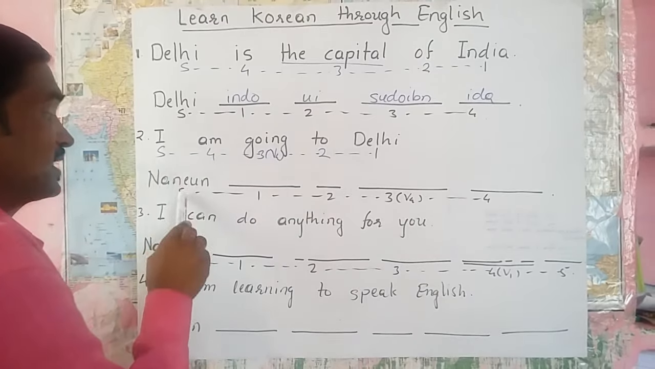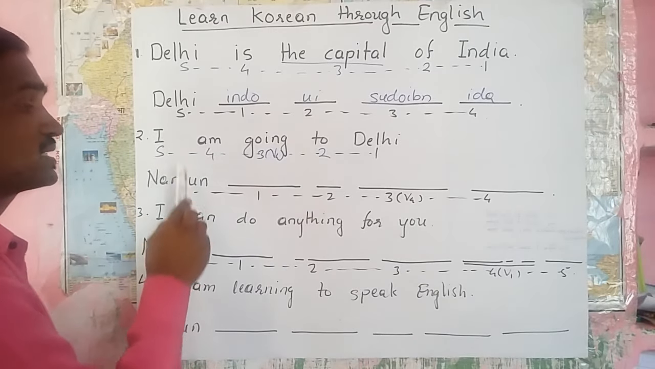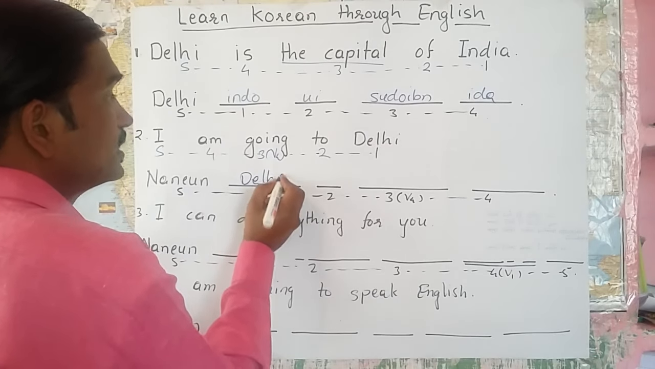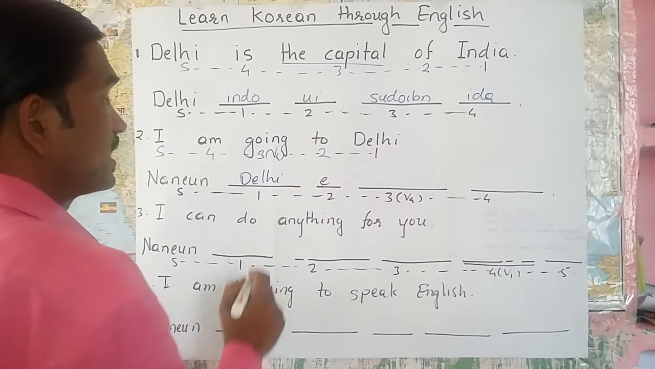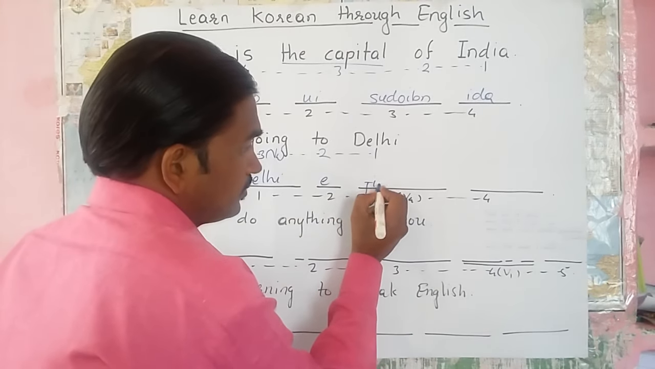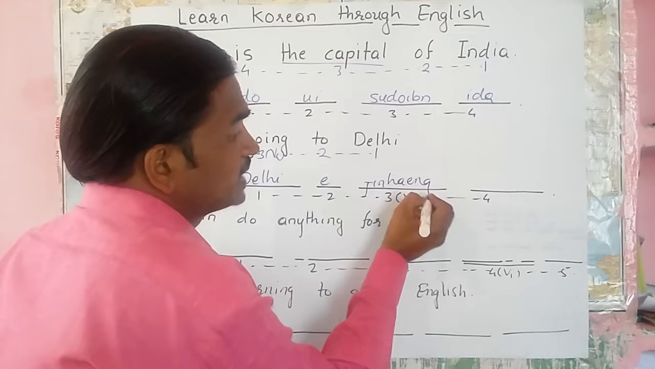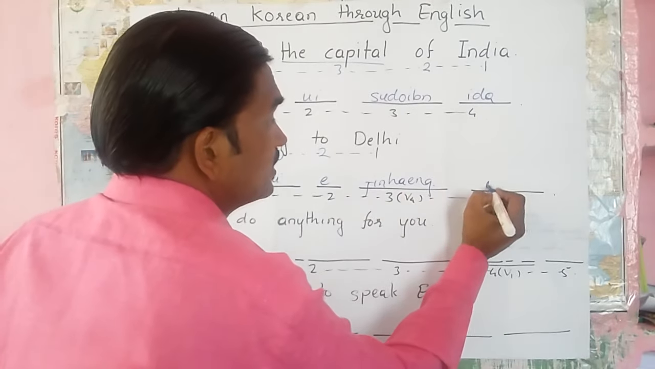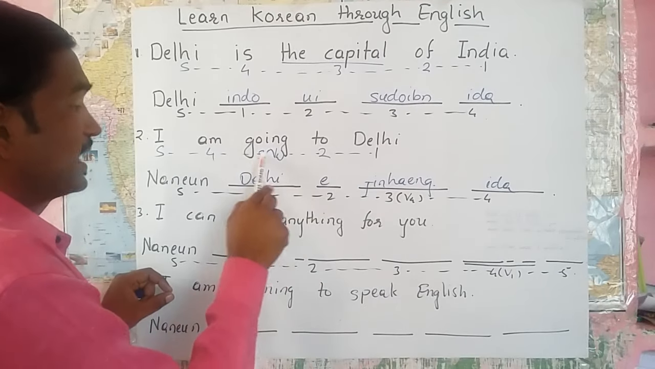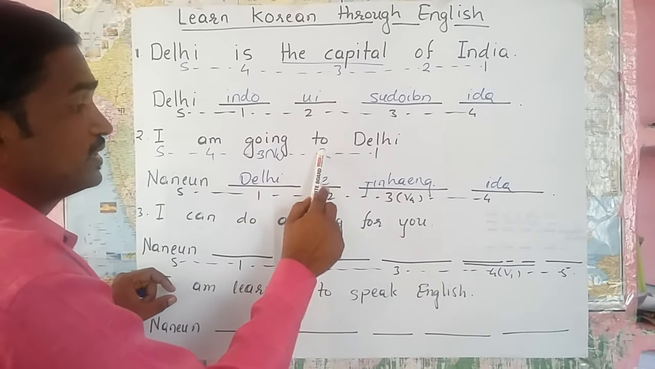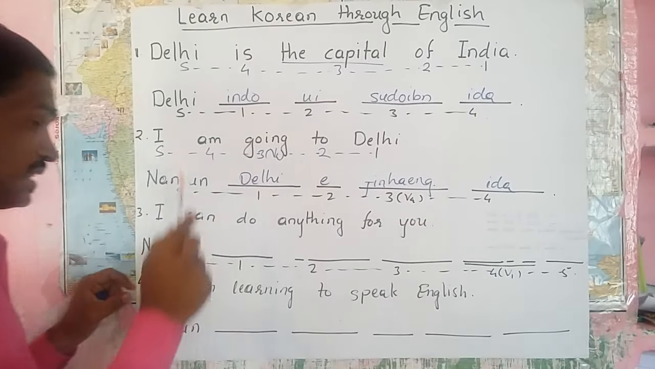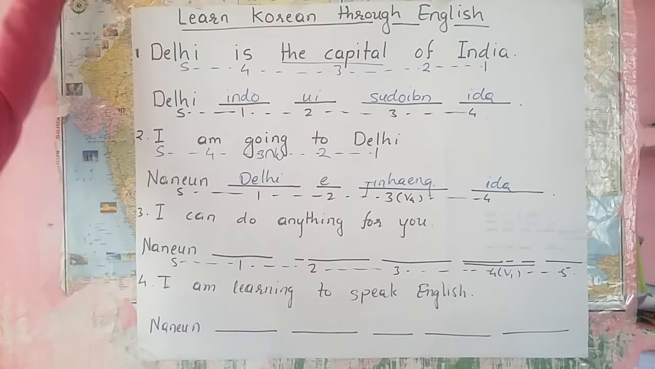Look here, the subject is I. The Korean word for I is Nanyun. At the end of the sentence, above one is Delhi. Nanyun Delhi. For to, E. Nanyun Delhi E. For going, Jinhyang. For I am, Ida. Jinhyang Ida. Look here. Nanyun Delhi E Jinhyang Ida.